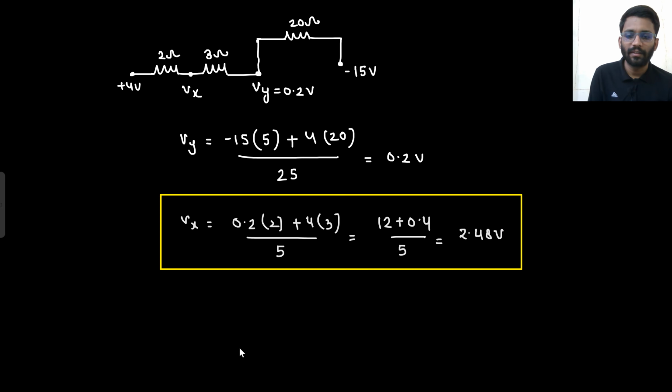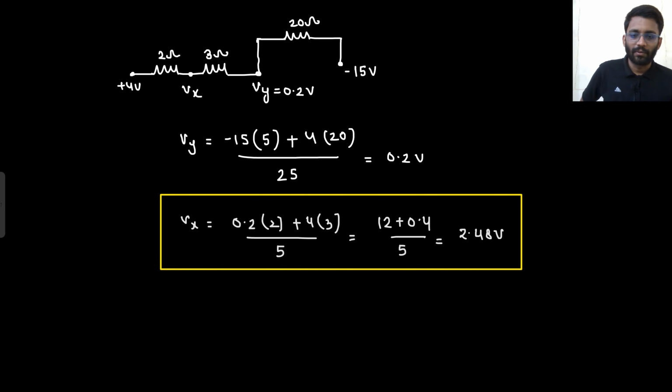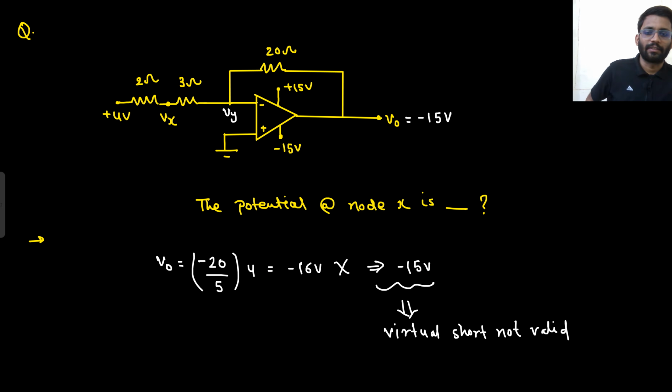Previously what you were getting? You were getting 12 by 5, so 2.4 you were getting, no? So that is wrong. 2.48 is correct. Well and good. So 2.48 volt is your final answer.